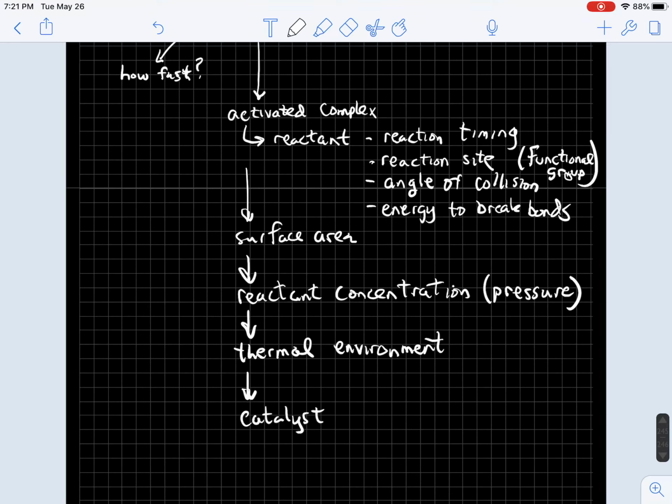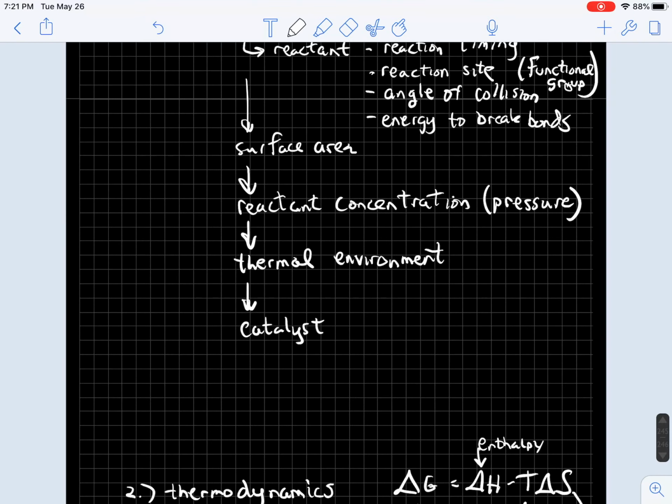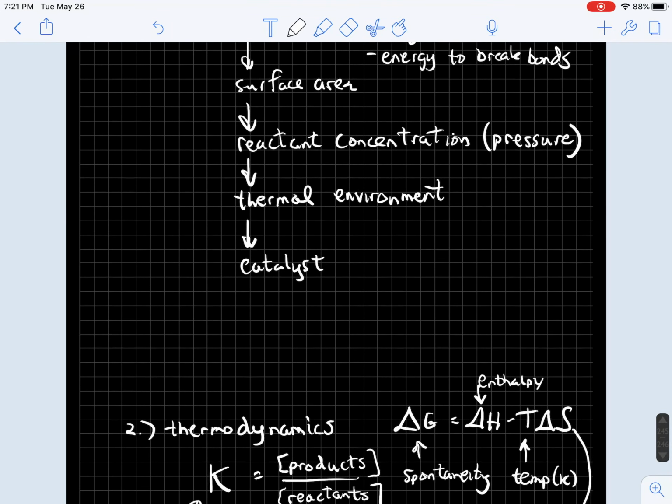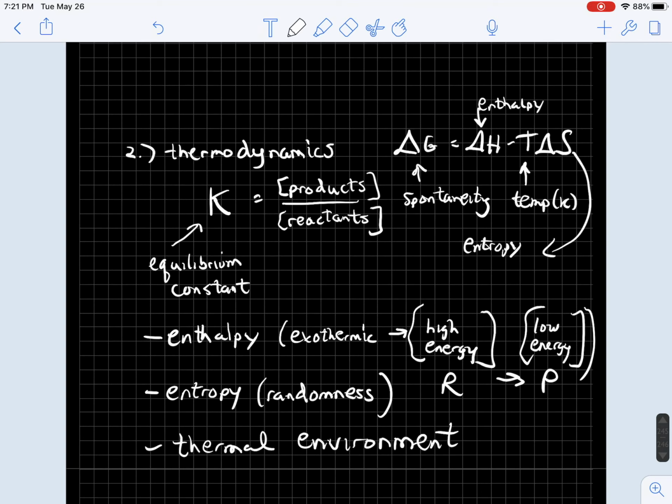What is our reactant concentration? Certainly high concentration materials are going to have more particle collisions than low concentration. What's the pressure? How much heat do we have? Is there a catalyst? So there's a lot of different things there just in kinetics.